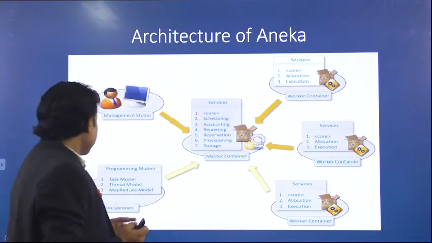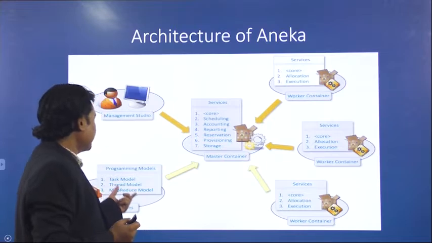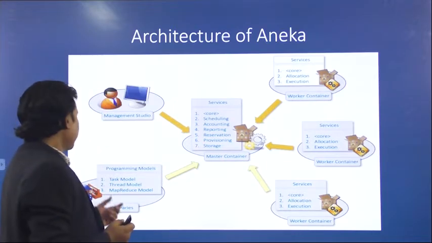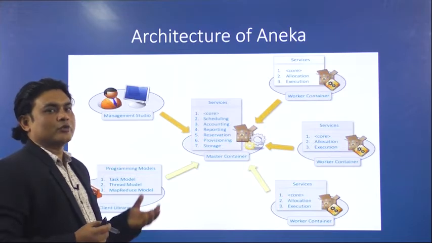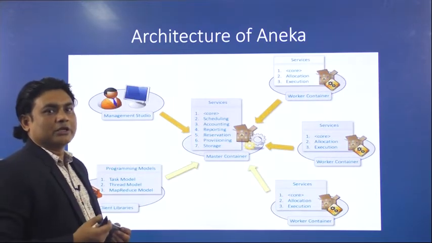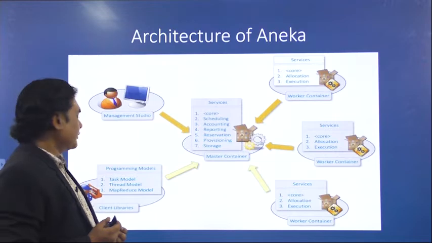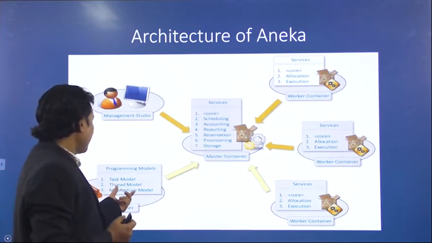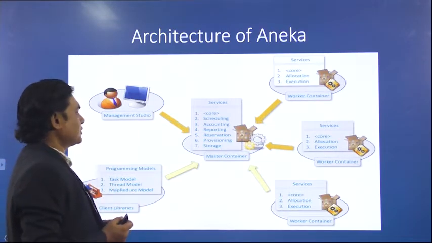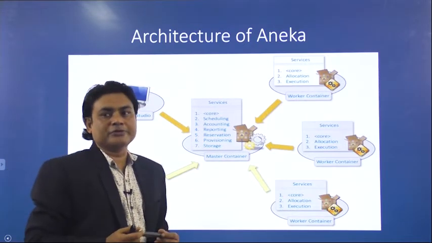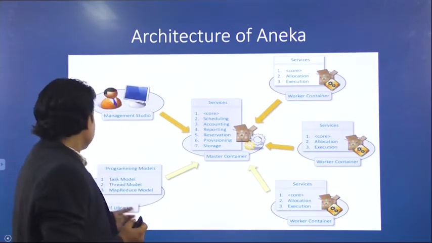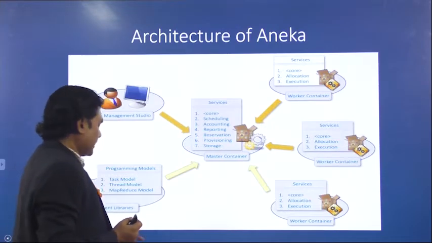So these client libraries will provide different kinds of services for the clients, like task models. We can have a task, and these task models will divide the tasks into a number of splits. They will have thread models and also MapReduce models. So this NACA can also be used to implement the MapReduce programming. So this is for the client libraries.